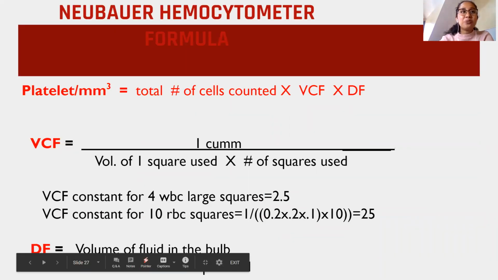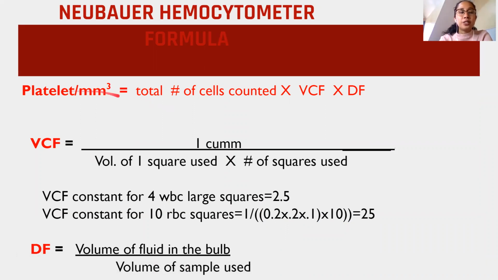Okay. So, paano ba ang formula? Paano mag-compute? So, cubic millimeter, class, is also similar with your microliter. So, platelet per microliter or platelet per cubic millimeter, pareho lang. Pero pag per liter na, kailangan na mag-convert, okay? So, total number of platelets you count times VCF times DF. So, VCF, how do you compute it? 1 divided by the volume of the square used times the number of squares used.